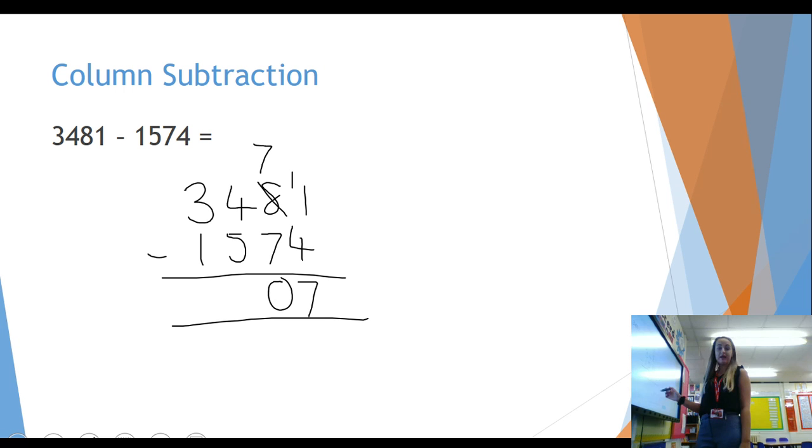4 take away 5, we can't do it, so we knock next door again. Borrow from our 3, turning that into a 2. That becomes 14. 14 take away 5 is 9. Then 2 take away 1 is 1. So our answer would be 1907.